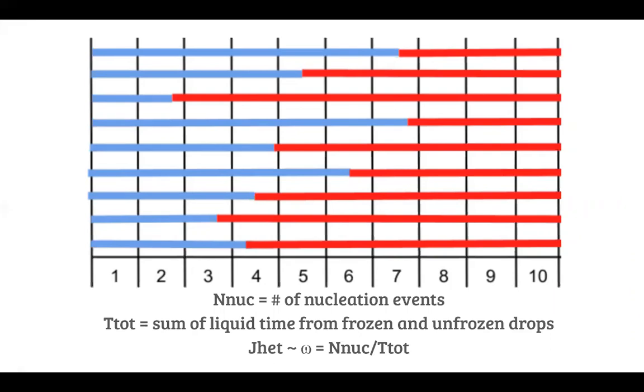J-hat is calculated by measuring two variables, N-nuc and T-tote, within each bin. N-nuc is simply the number of nucleation events in a given bin. If we consider bin 4 in this chart, N-nuc would equal 3 for the 3 instances where the bar changes from blue to red.